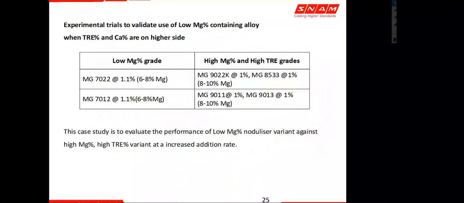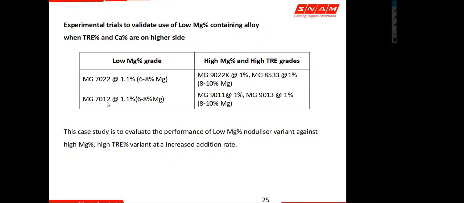So these are experimental trials where these grades are designated by SNAM. These are our ferrosilicon magnesium grades, where we have a 68% grade which is added at 1.1, compared with the 8 to 10% grade similar to the previous slide, compared at 1% at different grades. And the same way we have 1% 68% magnesium with 1% rare earth, and here you have 1% and 3% calcium with 1% rare earth. We have tried to keep the variables as few as possible.